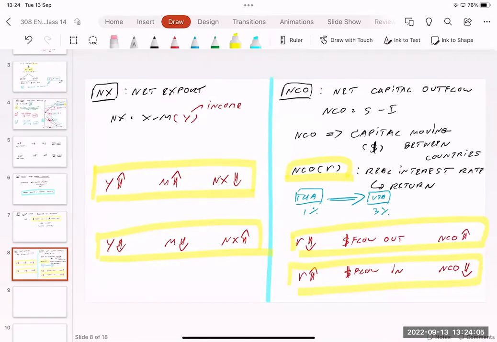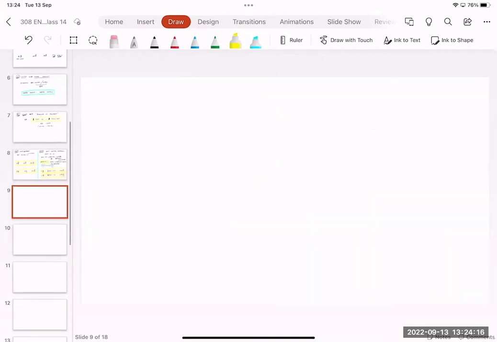Again, Y has effects on NX, and R has effects on NCO. Keep that in mind. After we know the logic behind the BP curve, the logic behind NX, and the logic behind NCO, now we're going to draw the graph. I'm going to start with the first case, which is a normal case. Case number 1: high capital mobility country.